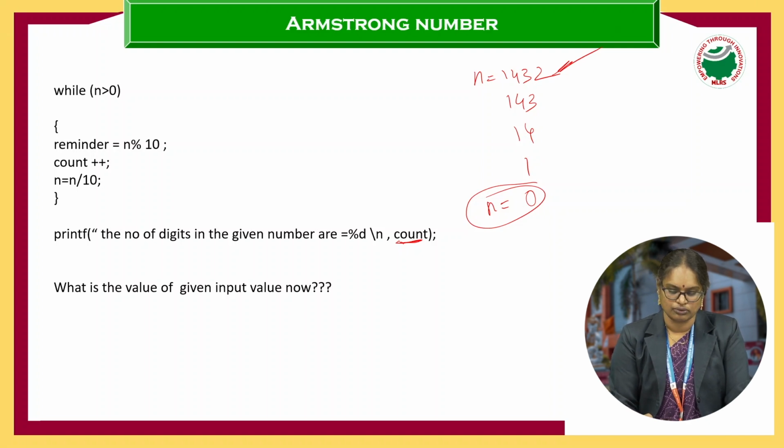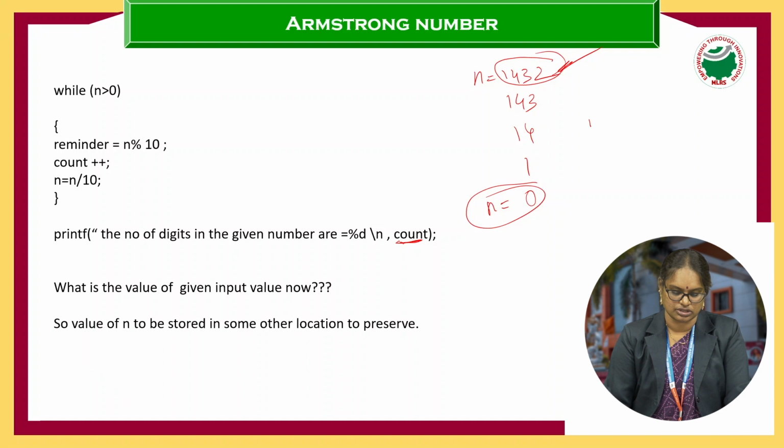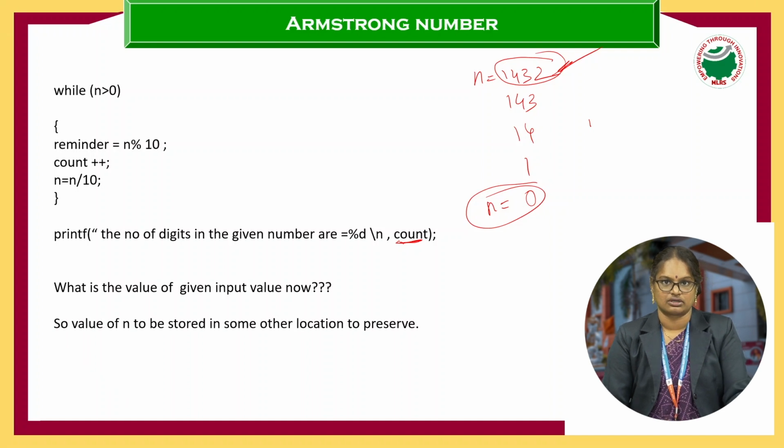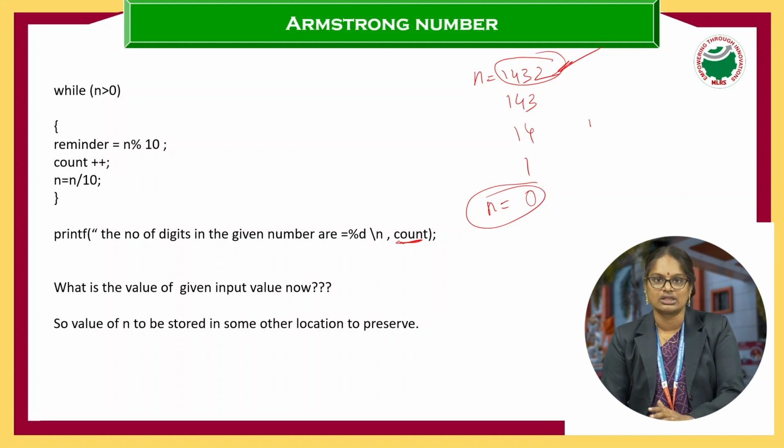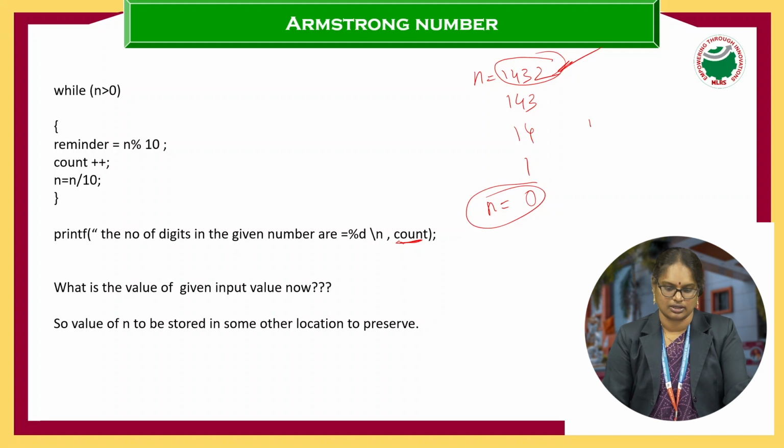So what I have to do is reserve and preserve this value. How? I will store that value in some other location. I have to preserve it. So I will copy that 1432 into some other variable and preserve it, and I do all this functionality so that in future I can use that.